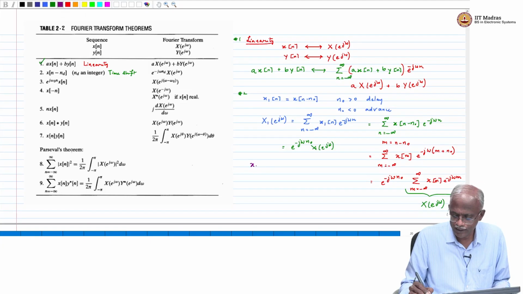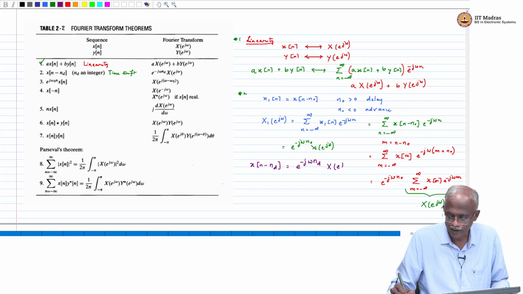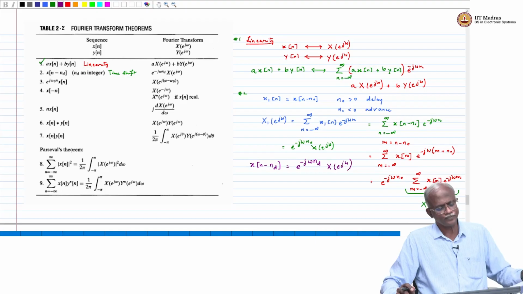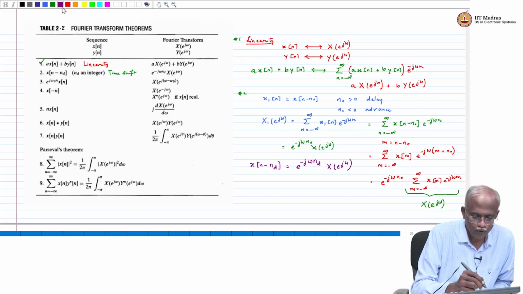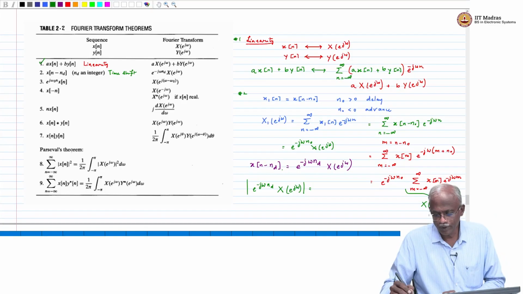So if you have x of n minus nd, where nd is any integer, what you will get is e power minus j omega nd, which will be a phase term, times the original expression X e of j omega. Now, if you were to look at the magnitude response, the magnitude of e power minus j omega nd times X e of j omega, the magnitude of e power minus j omega nd is equal to 1.